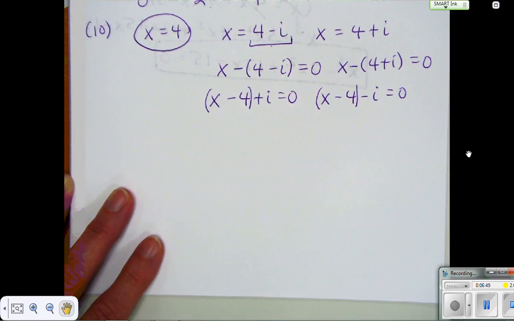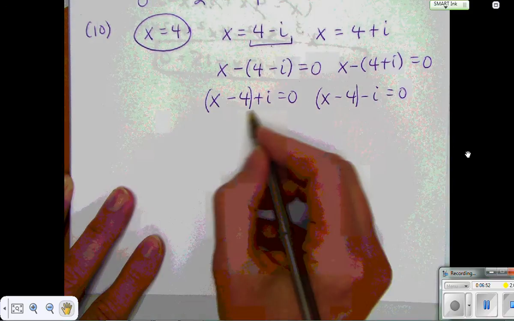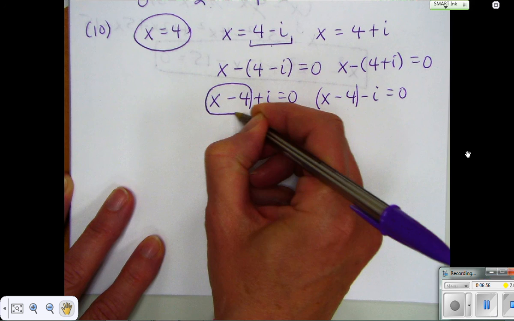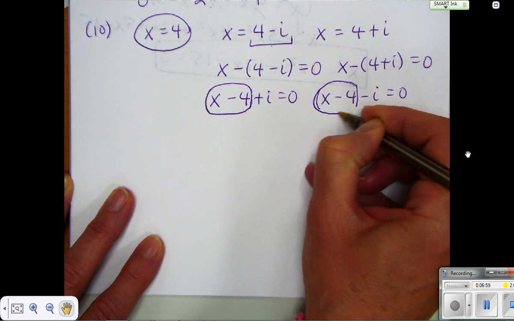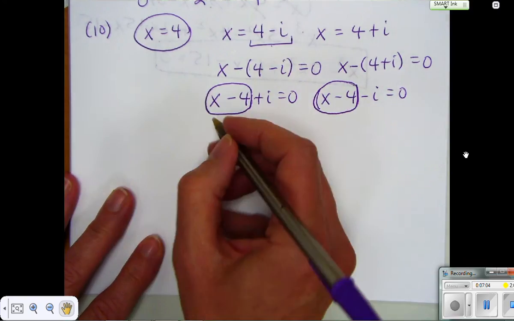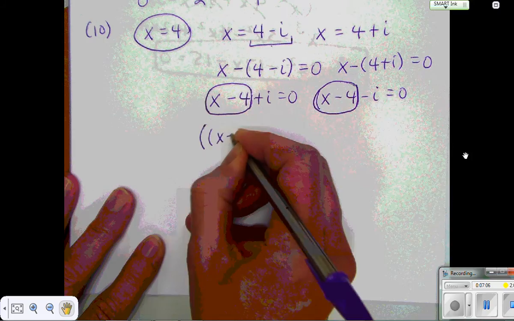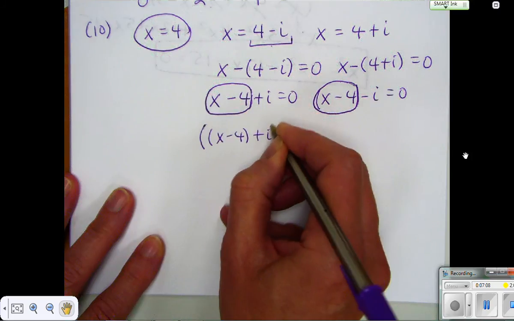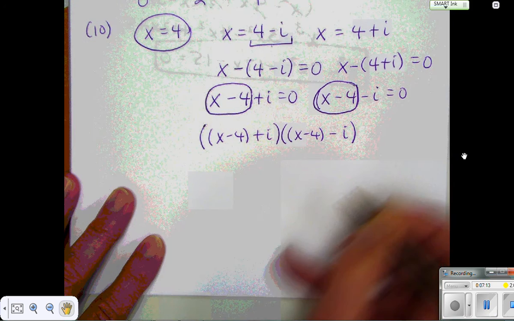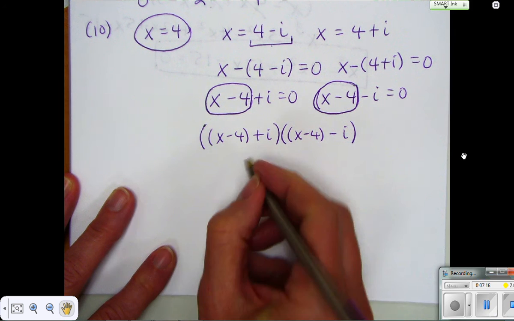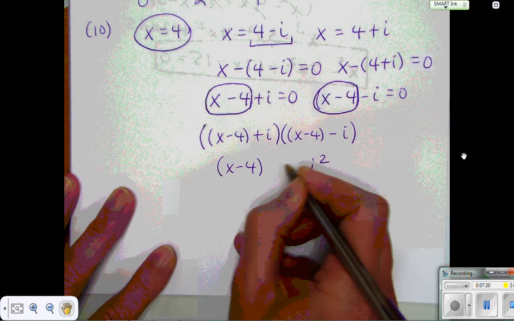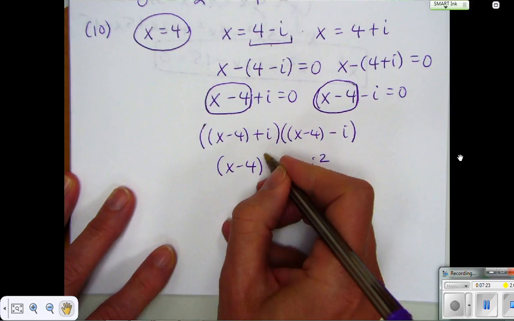And I have a pair of conjugates now. I have a term plus i and one term minus i. x minus 4 is one term, x minus 4 is one term, so they're identical first terms. So when I multiply those conjugates together, there is a shortcut method. First term is x minus 4, so I square the first term, square the last term, and subtract them. Forgot to put a square there.